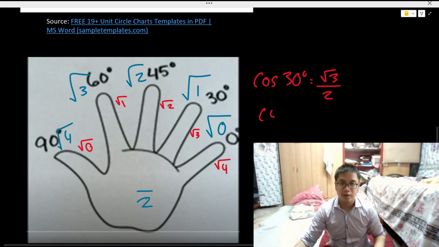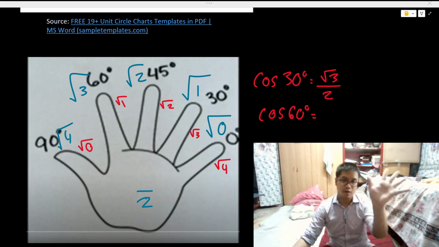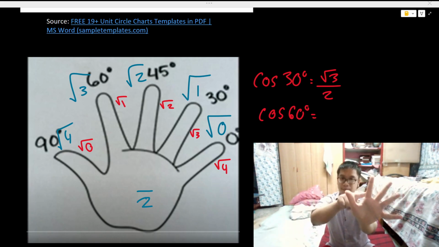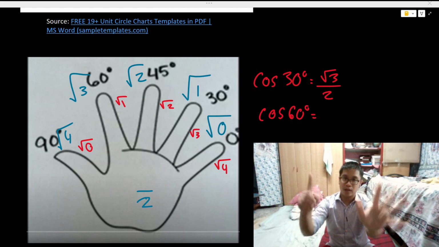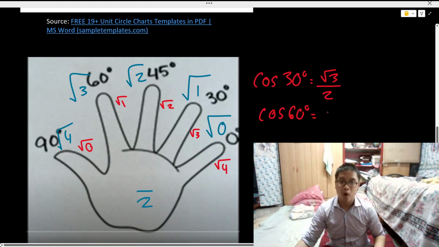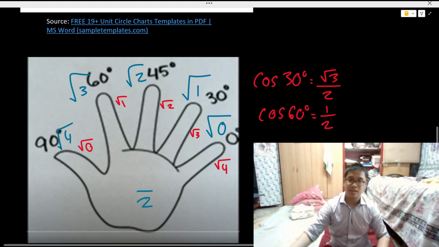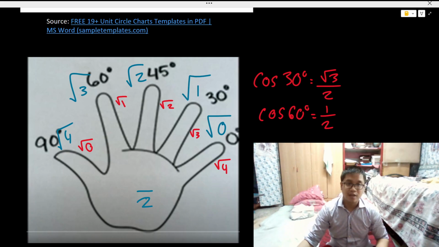Alright, let's try another one. Cosine 60 degrees. 0, 1. 60 degrees is here, so stop here. Square root it. 1 divided by 2, 1 half. That's it. Now experiment with other angles using this technique by yourself.